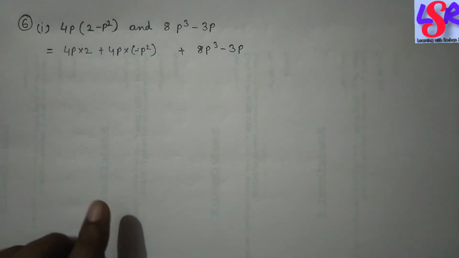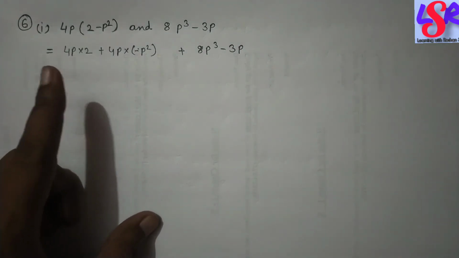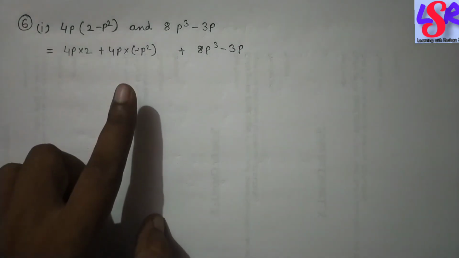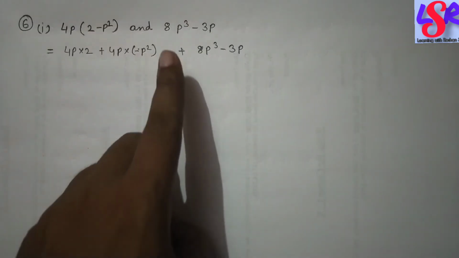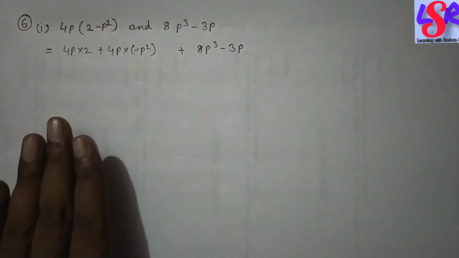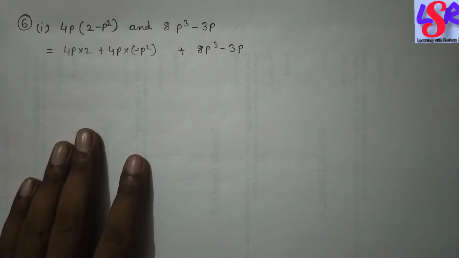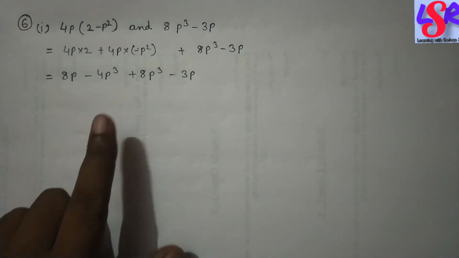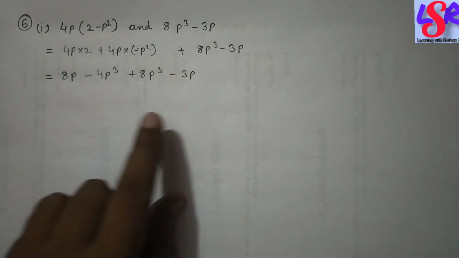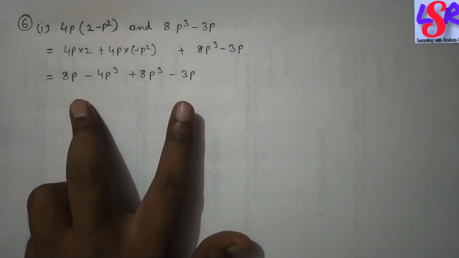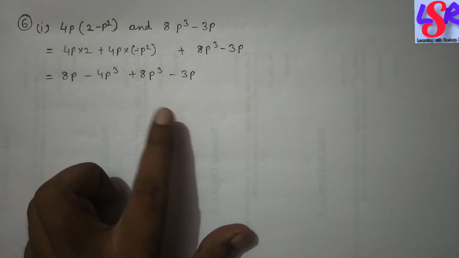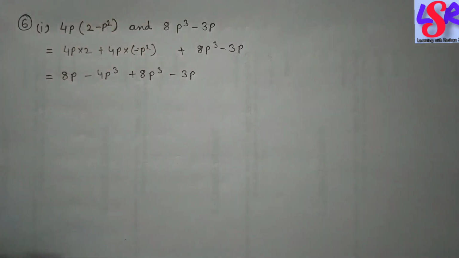And here we get this. On opening this bracket, 4p into 2 and 4p into minus p square, and then plus this whole expression. Now we are going to solve these two first. Then on solving, we have got this. Then we are going to solve the like terms like 8p minus 3p. That will become 5p. And here 8 minus 4 will become 4p cube.